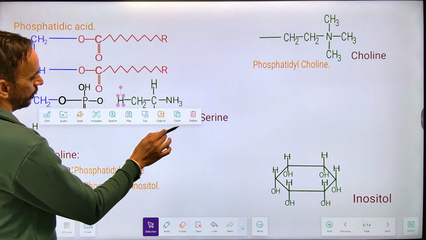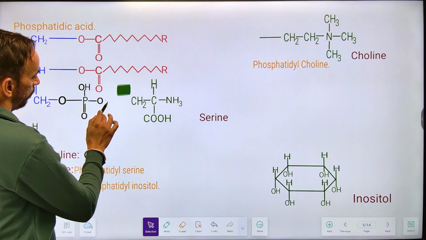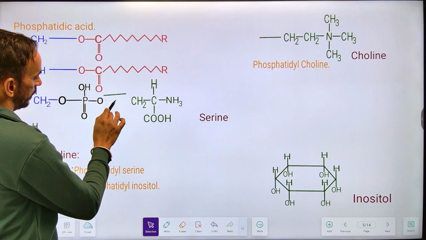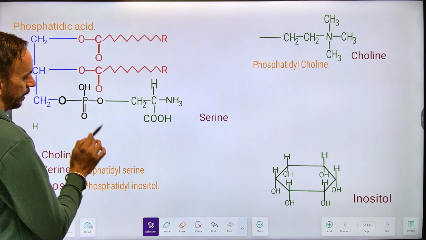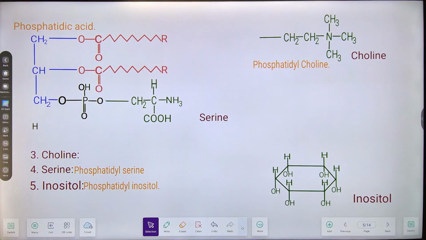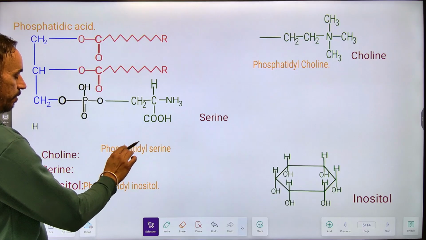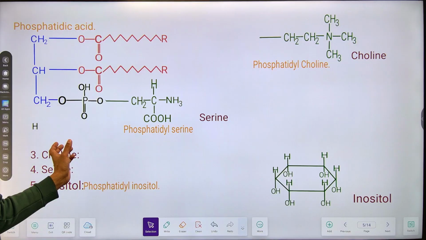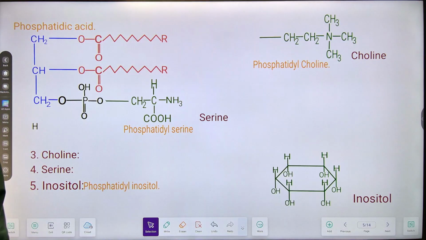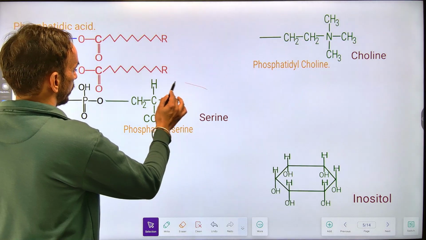H2O यहाँ से remove हो जाएगा. There is a formation of bond between the serine and the phosphatidic acid that will lead to the formation of another glycerol phospholipid, and this time the phospholipid is known as phosphatidyl serine. Phosphatidic acid plus serine, the structure is known as phosphatidyl serine. So इसको भी अपन यहाँ से remove कर देते हैं.